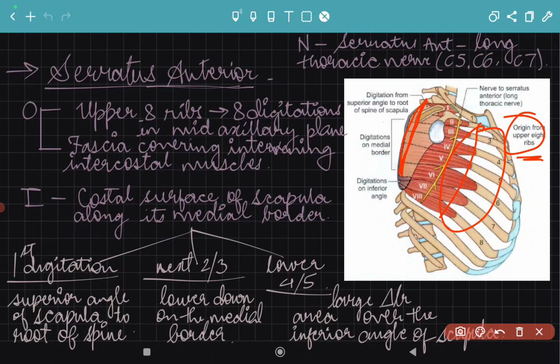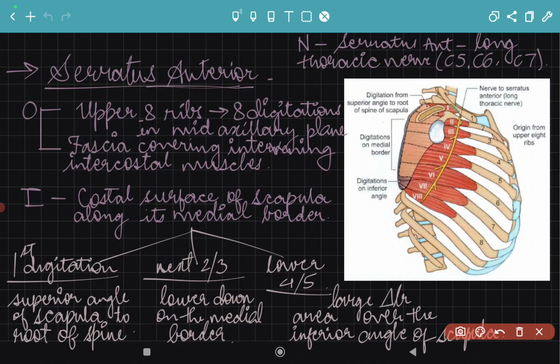So here in this diagram, we can appreciate the posterior surface, but we have to imagine the forward portion slightly marked over here. So the costal surface actually of the scapula along its medial border will be insertion of this serratus anterior muscle. So coming from upper 8 ribs going to costal surface and medial border of scapula. That will be the insertion.